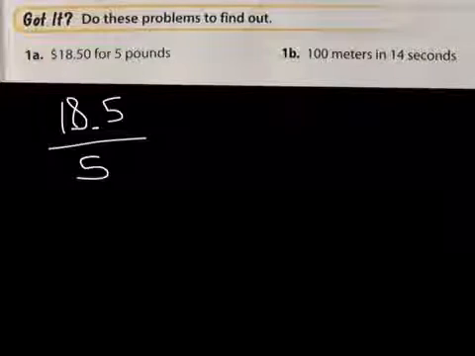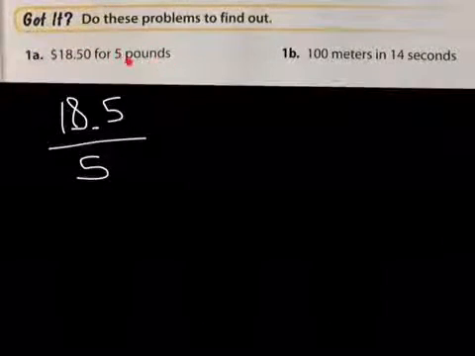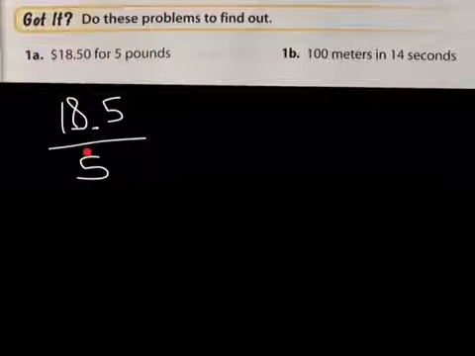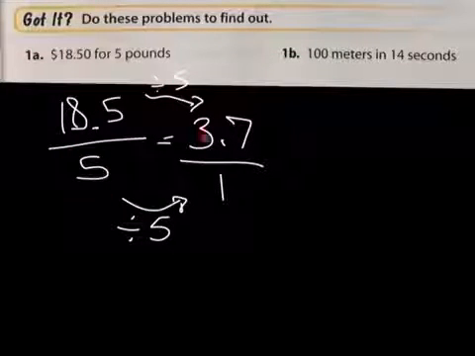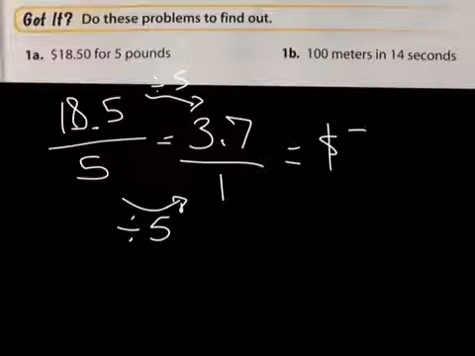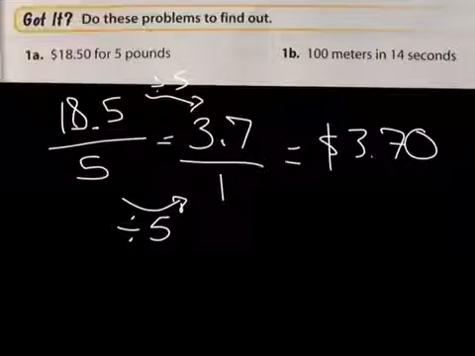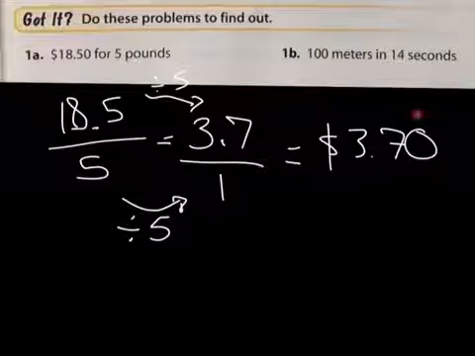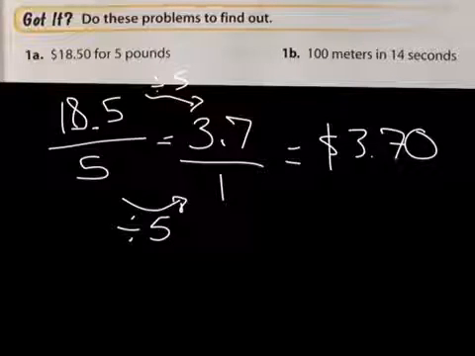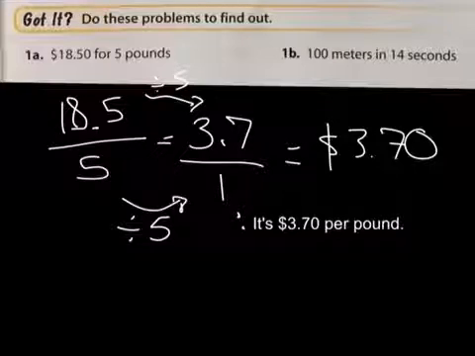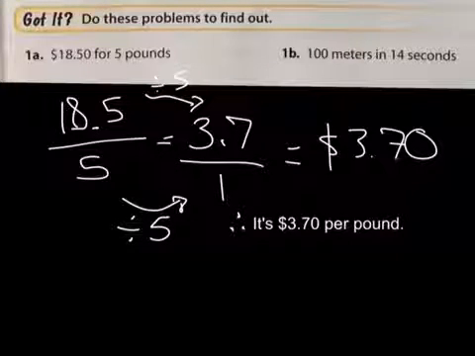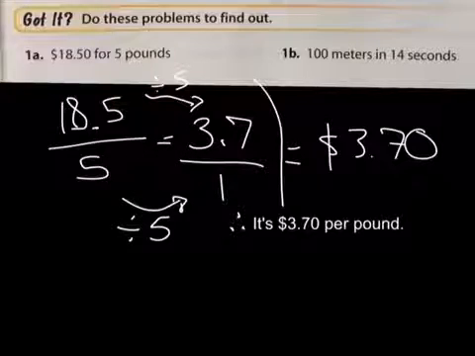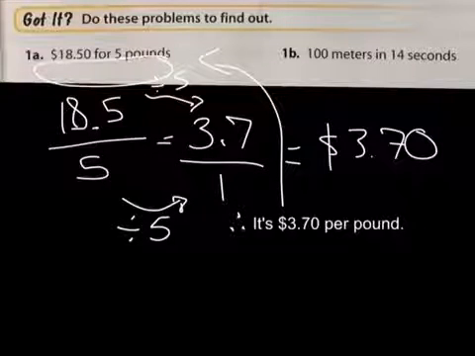For the first one, it's $18.50 for 5 pounds. I'm going to divide the $18.50 by 5. When I divide them both by 5, I get 3.7 over 1, which is $3.70. Now we add the 0, boys and girls, because we're talking about money. Remember, money goes to the hundredth, so we have to include it. It is a value that needs to be included. And we need a therefore statement. Therefore, it's $3.70 per pound. And that's your answer for this one. You can write it down right underneath there.